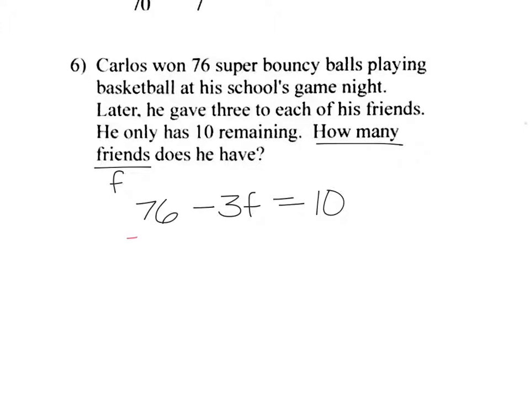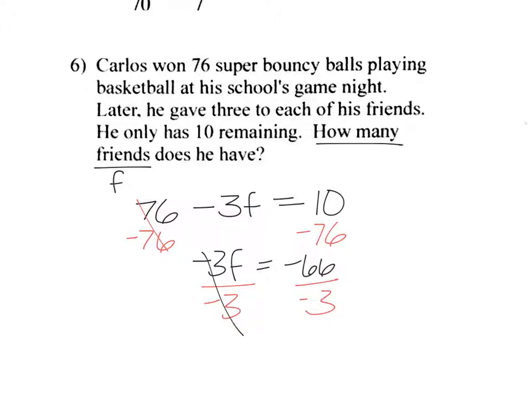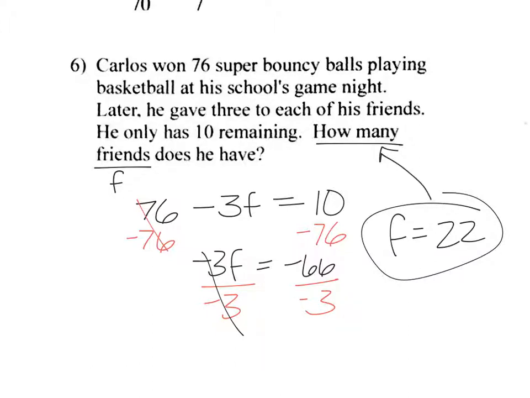So what do we do? First we subtract 76. Why? Because this is a positive here. So we do the opposite. So we subtract 76 from both sides. And get negative 3f is negative 66. Then we divide by negative 3. If we do that, then we get f is 22. Now, make sure the answer makes sense in context of the problem. We're talking about friends. Well, I should get a positive answer. If I don't, then my equation doesn't really make sense, or my answer.